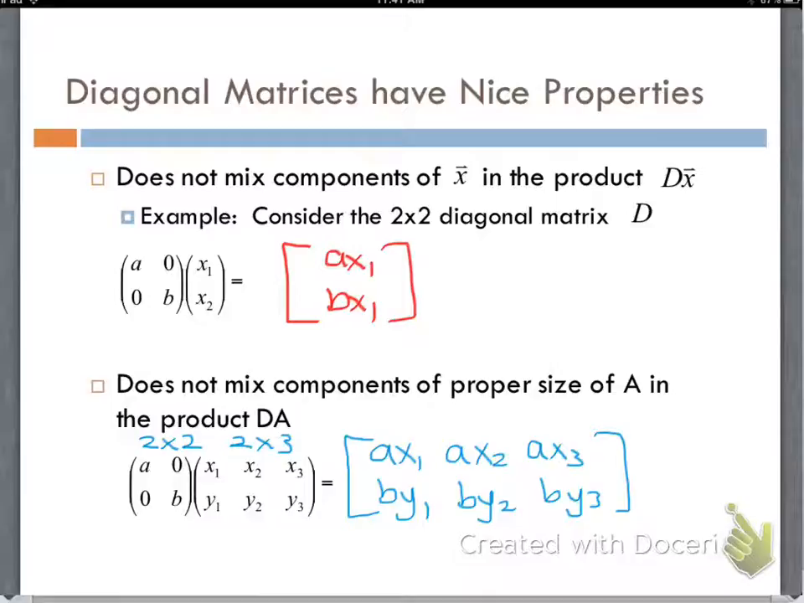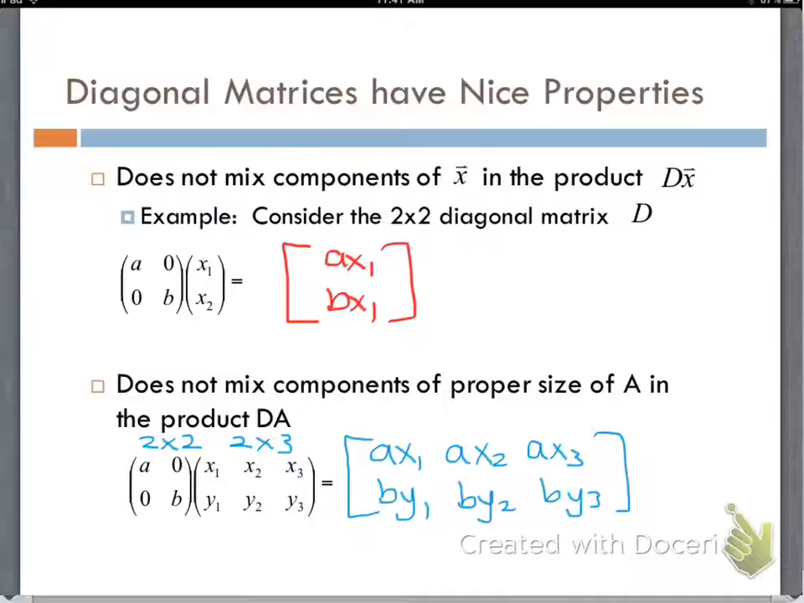Okay. And so it's nice to work with diagonal matrices because they have some nice properties that make it easier to compute and do different things with matrices. And so that's what we're going to be talking about. All right, so here we have some nice properties. It does not mix components of vector x in the product Dx.